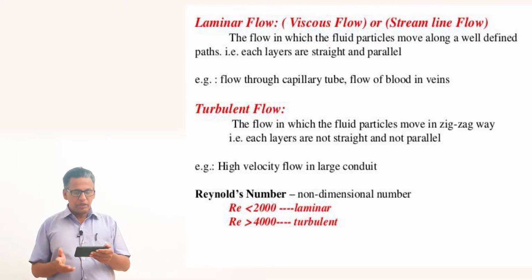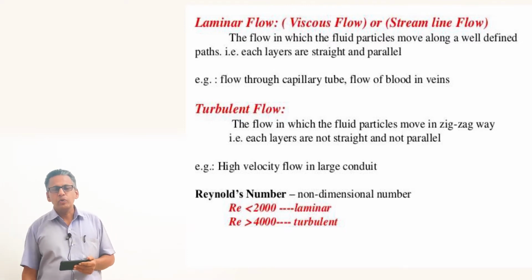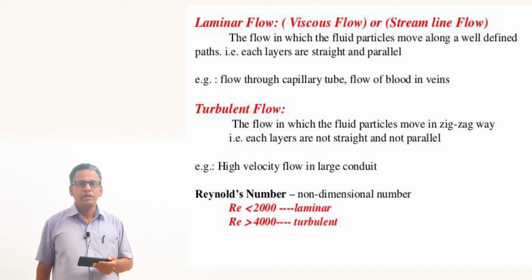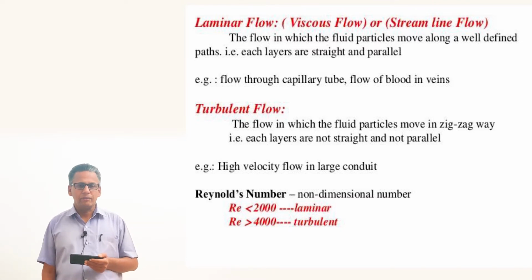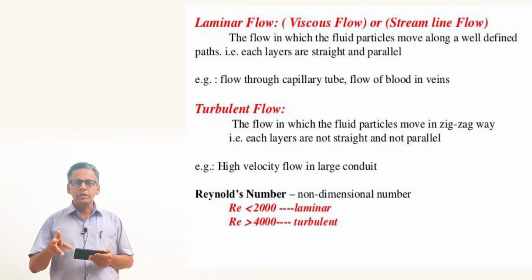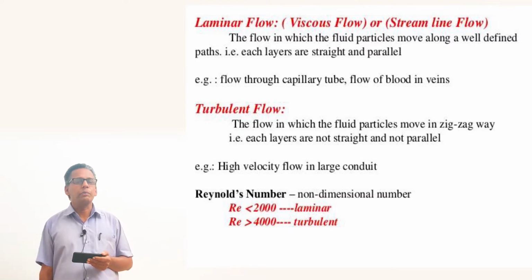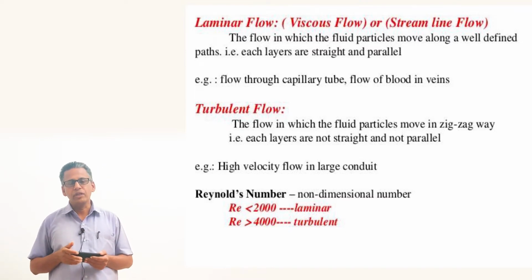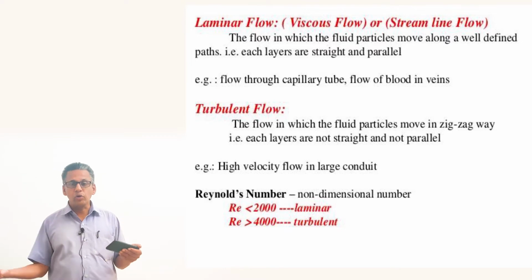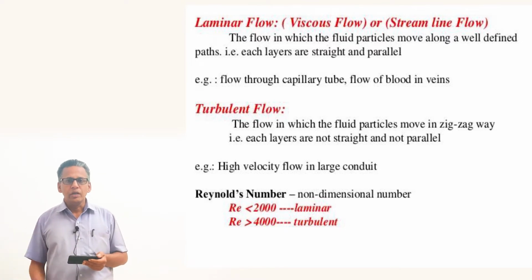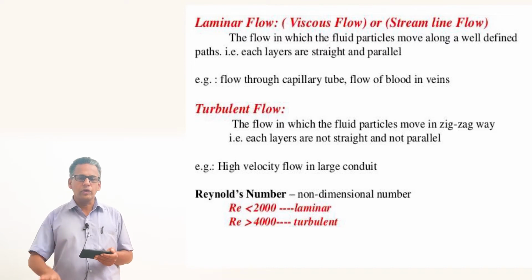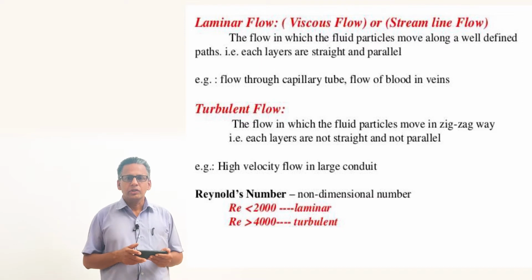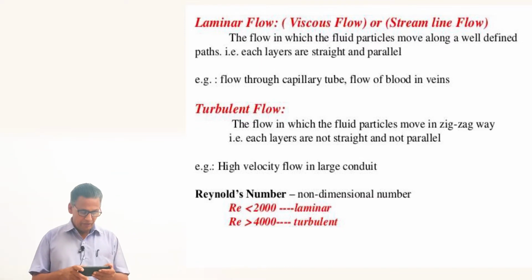ഈ രണ്ട് ഫ്ലോനെ നമുക്ക് പ്രഡിക്റ്റ് ചെയ്യാൻ വേണ്ടി ഒരു നമ്പർ ഉണ്ട്. That is not included in your syllabus, just understand. Reynolds number is what it is called. By looking at the Reynolds number we can say whether a flow is laminar or turbulent. If the Reynolds number is less than 2000, the flow is laminar flow. If the Reynolds number is greater than 4000, it is turbulent flow. In between 2000 and 4000 the flow is neither laminar nor turbulent. It is in the critical stage, we say. So that is called Reynolds number, Re.